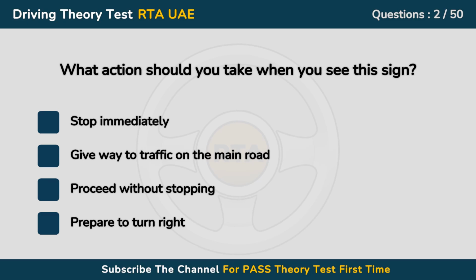Question 2. What action should you take when you see this sign? A. Stop immediately. B. Give way to traffic on the main road. C. Proceed without stopping. D. Prepare to turn right.